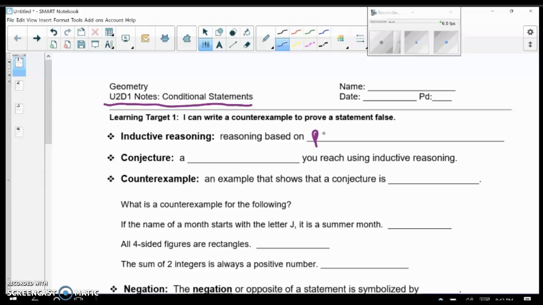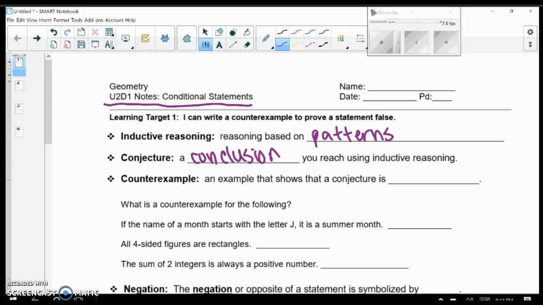So, first off, inductive reasoning is reasoning based on patterns. So, for example, I say the Redskins lost in week 1, the Redskins lost in week 2. I see a pattern here. The Redskins are probably going to lose in week 3. My conjecture is the conclusion that I reach using inductive reasoning. My conclusion is, all right, I think the Redskins are going to lose this Sunday, and it makes me sad.